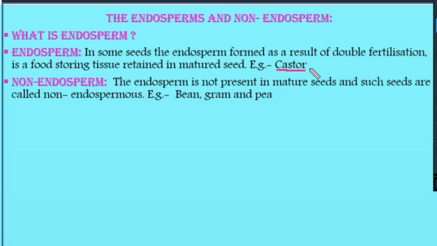In non-endospermic seeds, the endosperm is absent. The endosperm is not present in the mature seeds, and such seeds are called non-endospermous seeds. Example, bean, gram, and pea. These are examples for non-endospermous seeds.